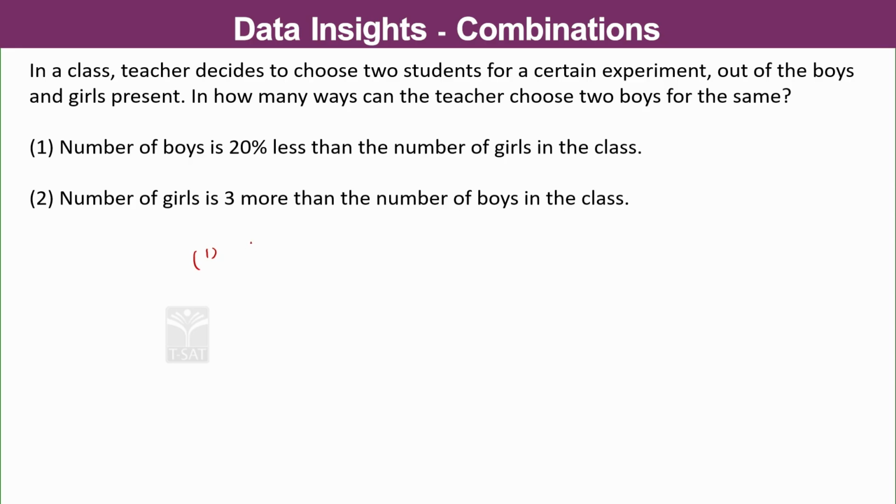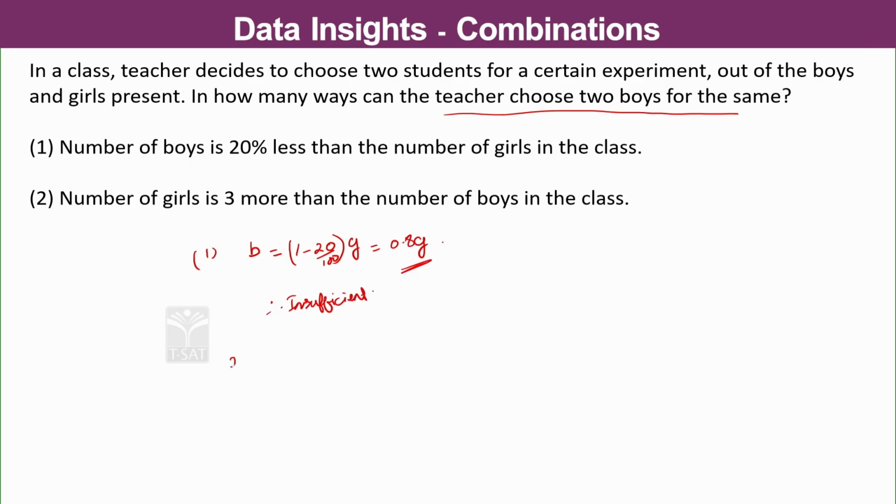So, let us say the number of boys is equal to B, it is 20% less, that is 1 minus 20 by 100 into the number of girls, which is G, which is equal to 1 minus 0.2, that is 0.8 G. So, you know nothing about the value of G, so you cannot comment on the value of B either. So, this information is not sufficient to find out the number of ways that the teacher can choose 2 boys. Okay, so this is clearly insufficient.